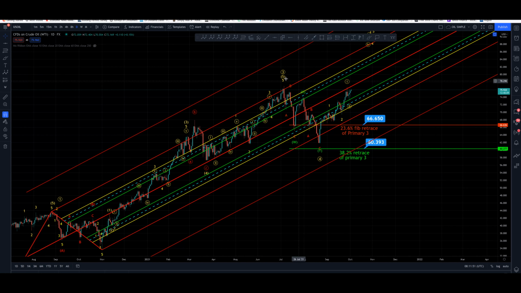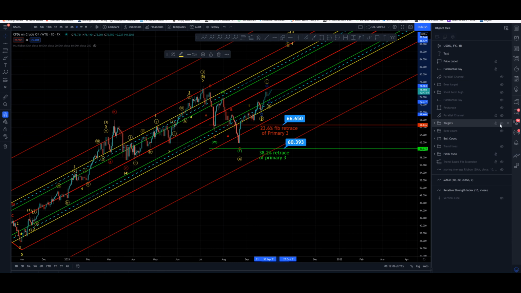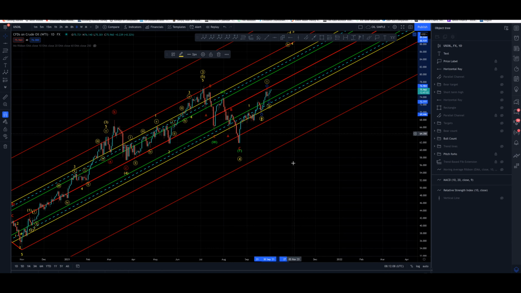So I've always liked that, and the fact that we've now come down to the bottom of this pitchfork and have now started rallying up to the median line, this is also pretty strong evidence that we've completed that wave 4. So I'm just going to put this into the bullish count. I'm going to take these targets off the board for a minute. So that's the bullish count.